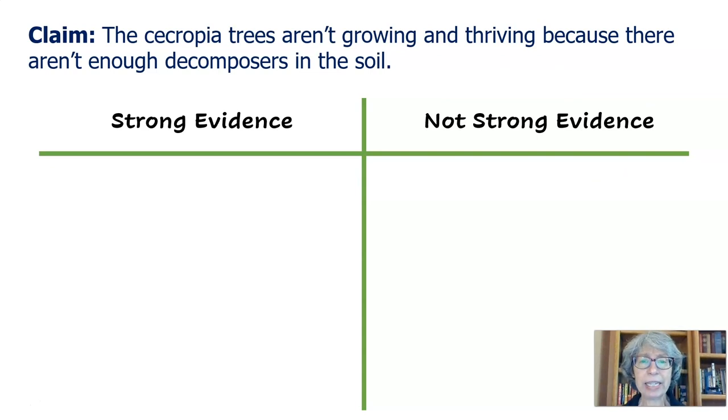So I went ahead and set this up so that I have everything together. My claim, the Cecropia trees aren't growing and thriving because there aren't enough decomposers in the soil. What's evidence that's strong evidence and what's evidence that's not strong? Let's look.